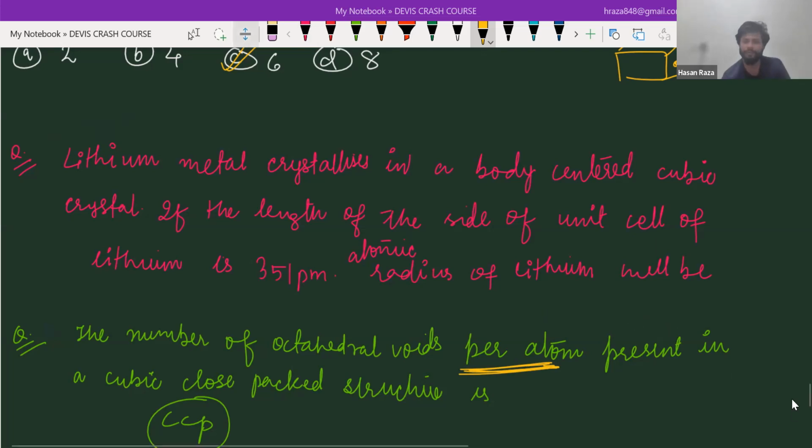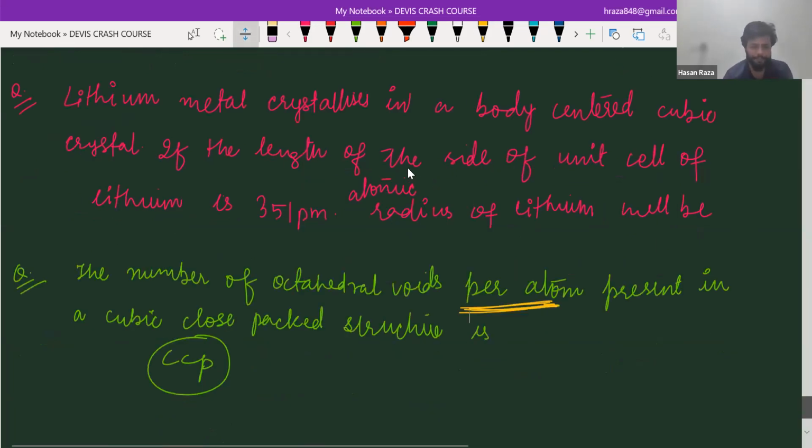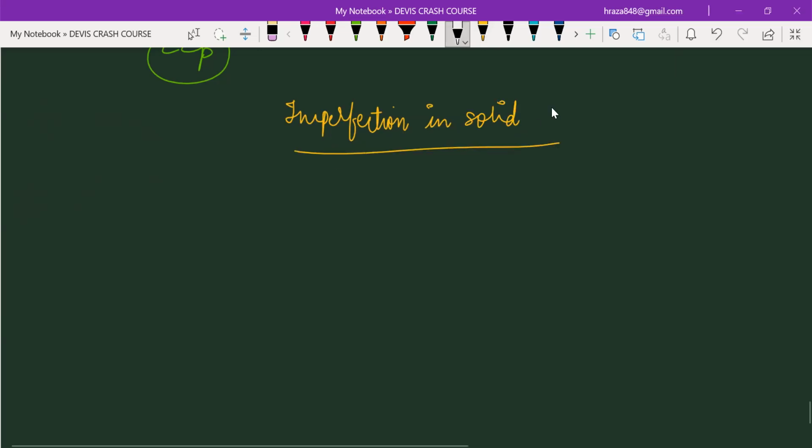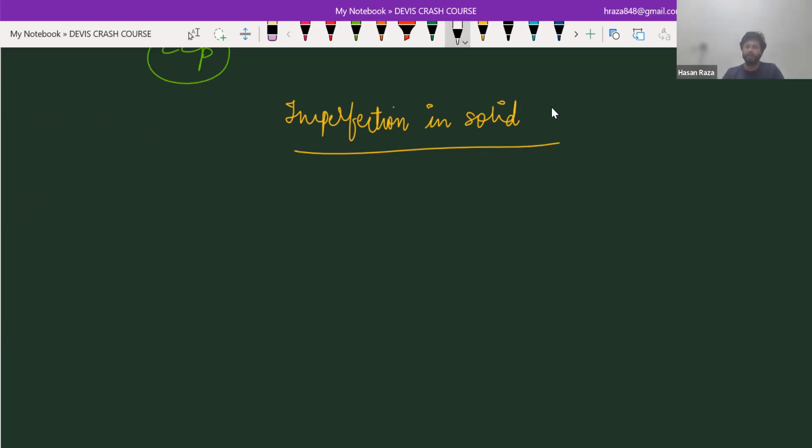Now let's start imperfection in solids. So basically, what is imperfection? It's very simple. If you are going to buy a pair of jeans, how are we going to recognize whether it is defective or perfect? You can easily decide that. But in solids there are imperfections, and they depend on the type of imperfection.